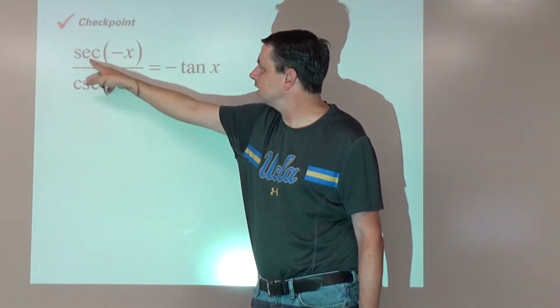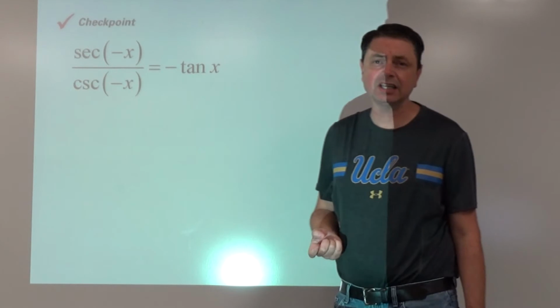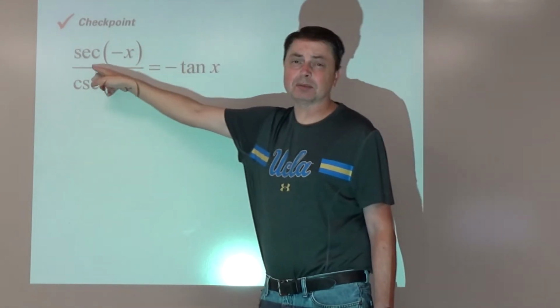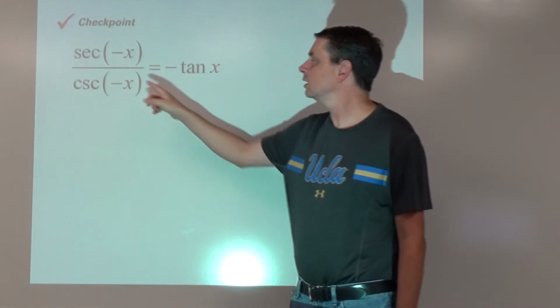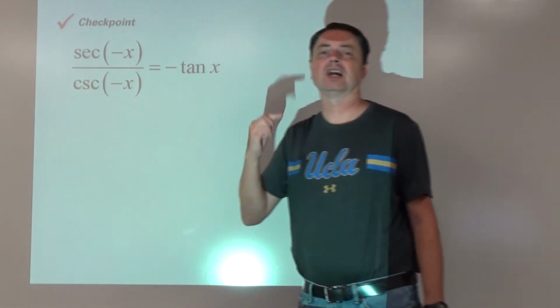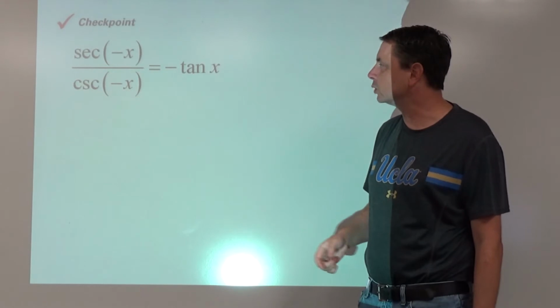So here, secant of negative x, and secant's an even function. That's going to be the same thing as secant of x. Cosecant being an odd function, the negative is going to come out. It will be the opposite of cosecant x.